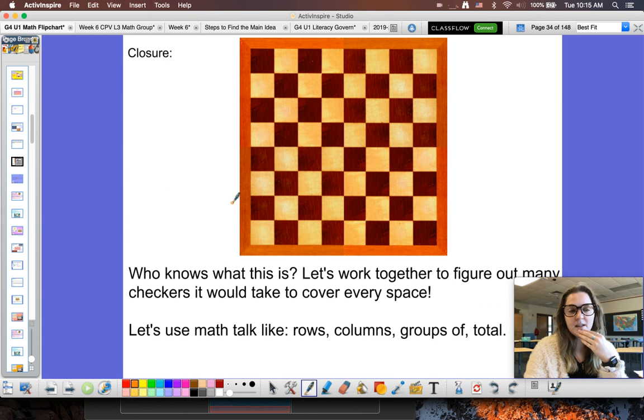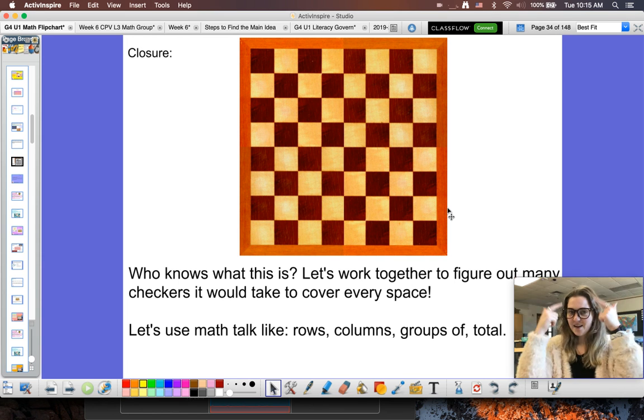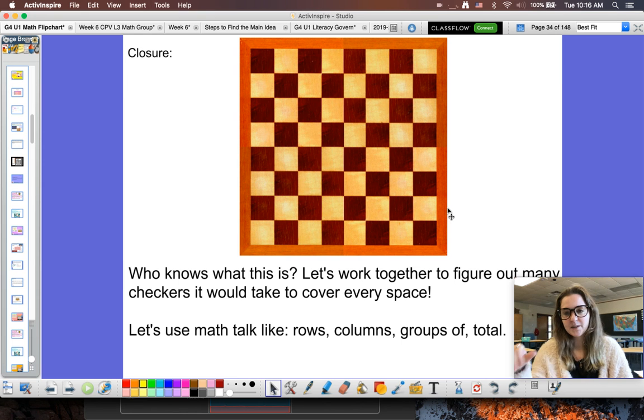And then finally, let's look at this. Who knows what this is? It's a checkerboard. Or you can maybe think of a chessboard from Fish in a Tree. Chess. So we want to work together to figure out how many checkers it would take to cover every single space. So if every one of these spaces was covered with a piece, how many pieces would we need?